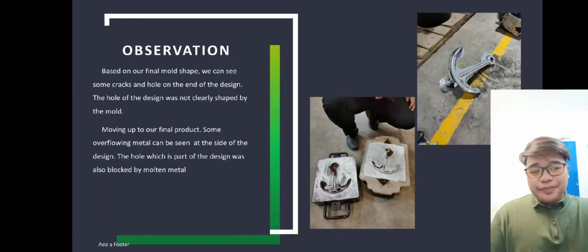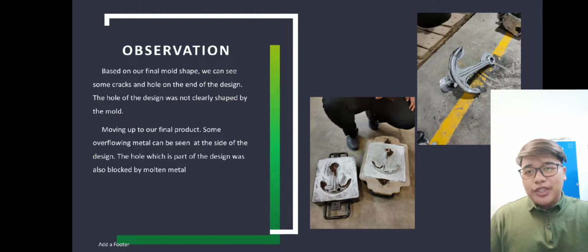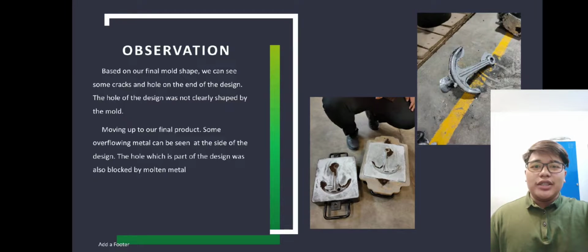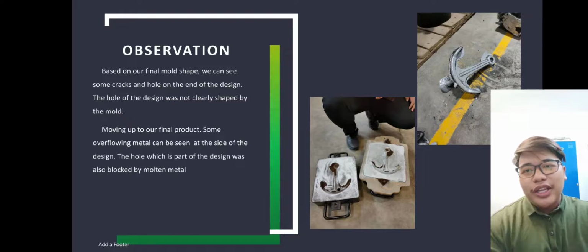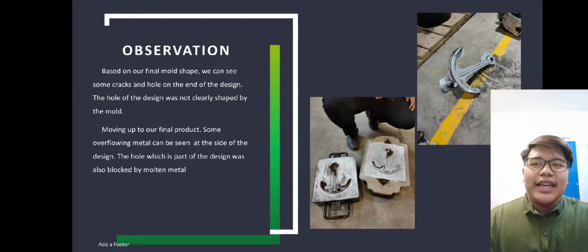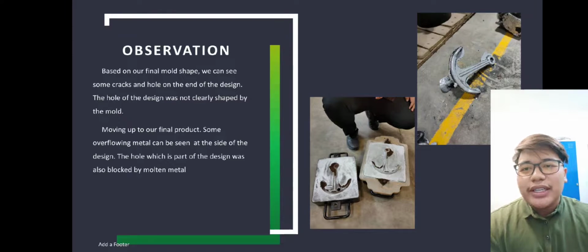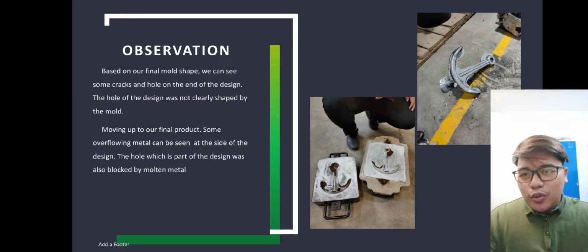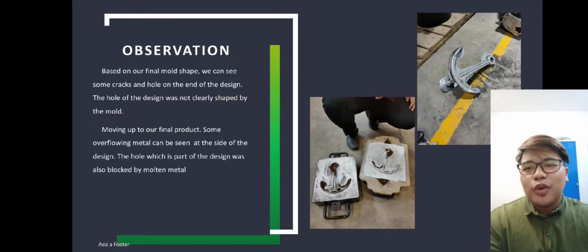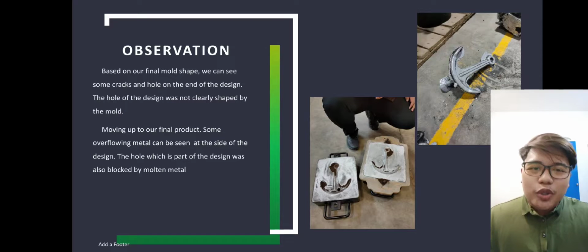My name is Muhammad Ani Afkar bin Yusran. Next, I would like to continue our presentation by presenting about the observation of the experiment. Based on our final mold shape, we can see some cracks and holes on the end of the design. The hole of the design was not clearly shaped by the mold. Moving on to our final product, some overflowing metal can be seen at the side of the design. The hole, which is part of the design, was also blocked by molten metal. So that's all from me.